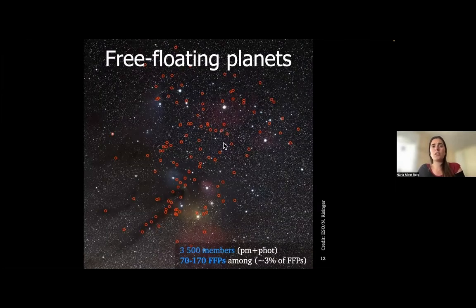So as I was saying, we combined all the measurements of proper motion and photometry in the sources we detected in this area, and we were able to detect 3,500 members. And from those, between 70 and 170 are free-floating planets, and those are the ones indicated with these red circles. As you can see, they are more or less spread all over the region. So some of those are part of Upper Scorpius and others are part of Ophiuchus.